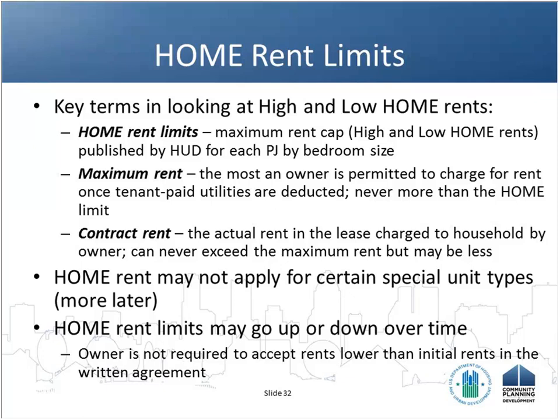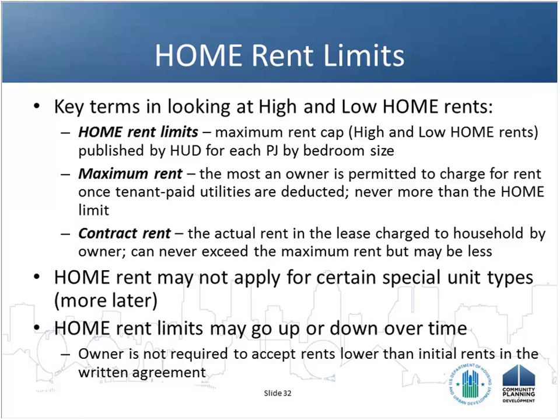And so the HOME program has essentially a rent schedule of limitations, rent limits that are broken out between High and Low HOME rents, and that sets what that maximum rent is going to be. That's provided to you by HUD annually, and it's by bedroom size. Chris was mentioning the single room occupancy units, SROs. Those would be using the 0 bedroom HOME rent limits.